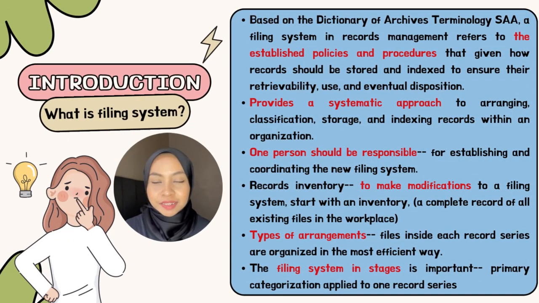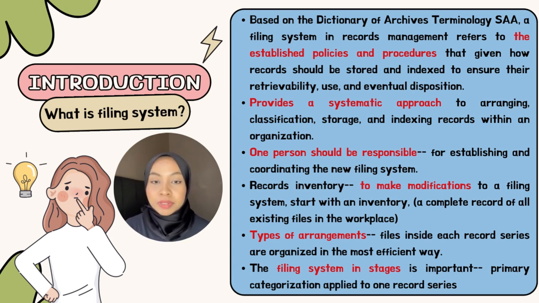Introduction to the Filing System. Based on the Dictionary of Archive Terminology, a filing system in records management refers to the established policies and procedures that determine how records should be stored and indexed to ensure their retrieval, use, and eventual disposition. It also provides a systematic approach to arranging, classifying, storing, and indexing records within an organization.